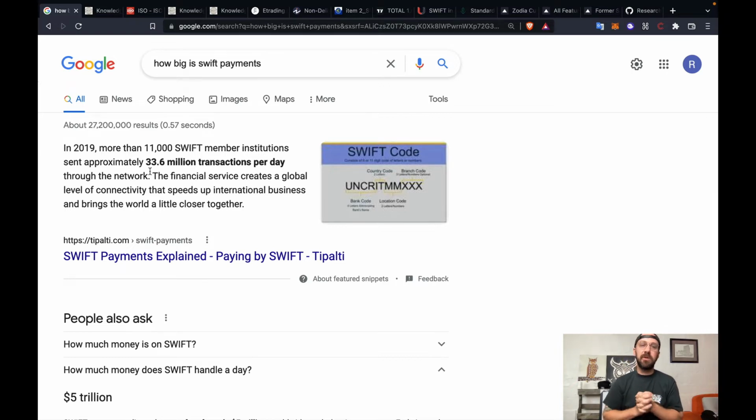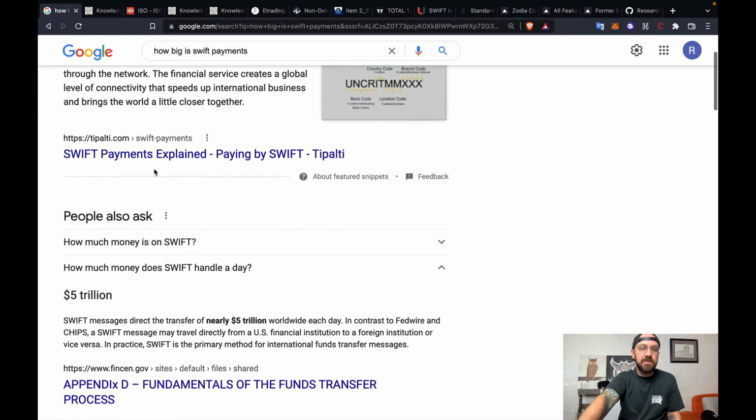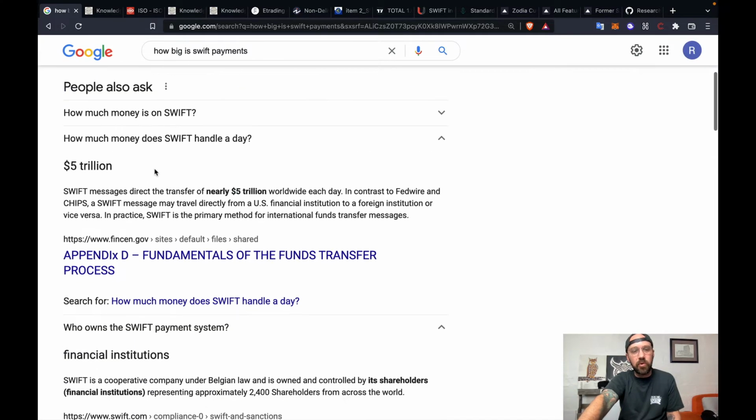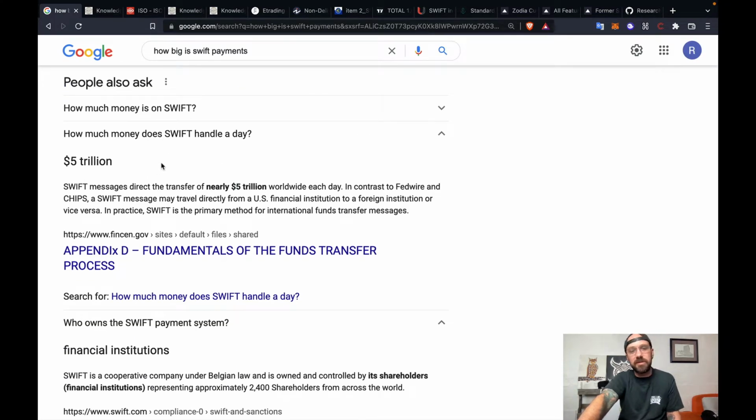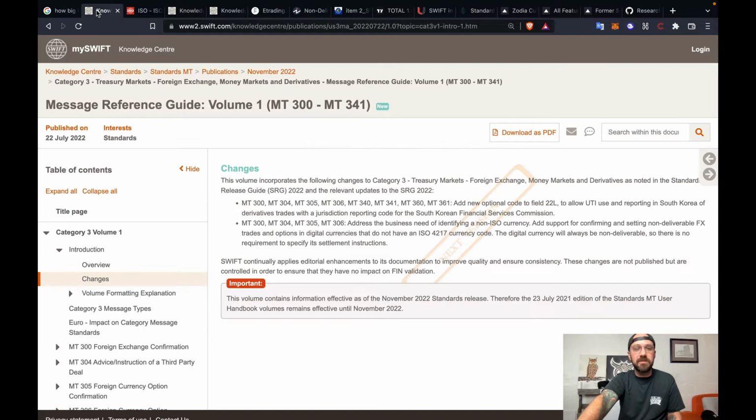But just to give you a little bit of a breadth of scope of how big SWIFT is and how much volume flows through SWIFT from a money standpoint on a daily basis: 33.6 million transactions per day. There's more than 11,000 financial institutions. You can think of all the central banks, all the banking organizations pretty much globally that are tied in. $5 trillion as of 2015 every single day was moving through SWIFT, which equated to $1.25 quadrillion. I would assume that this number has increased from 2015.